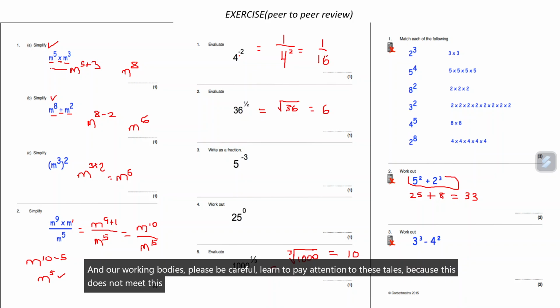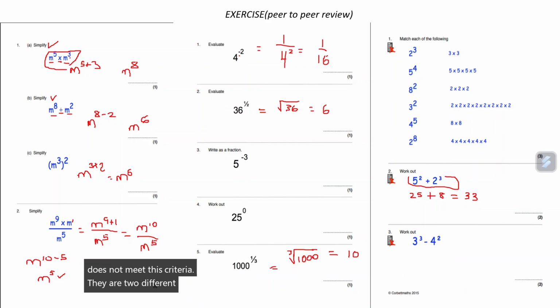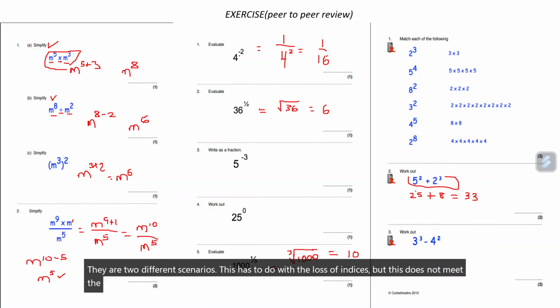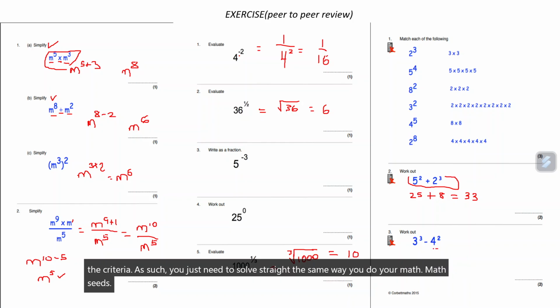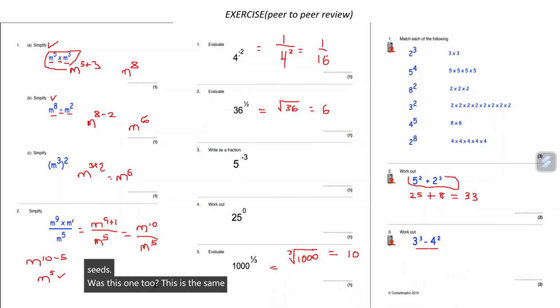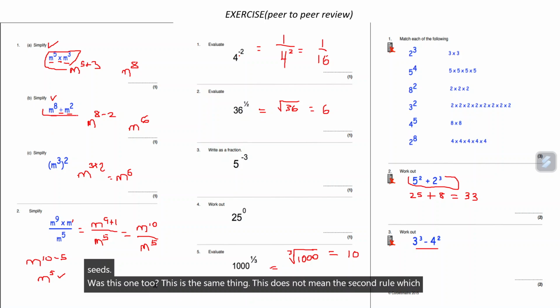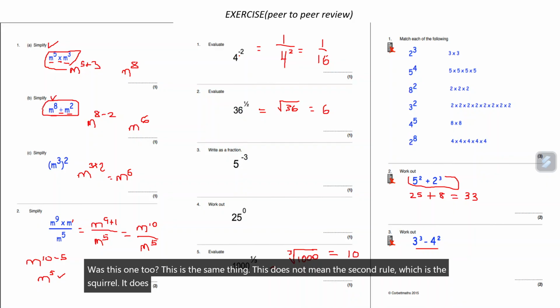They are two different scenarios. This has to do with the laws of indices, but this does not meet the criteria. As such, you just need to solve straight the same way you do your mathematics. Likewise, this one too, this is the same thing. This does not meet the second rule, which is this square one. It does not meet this criteria.